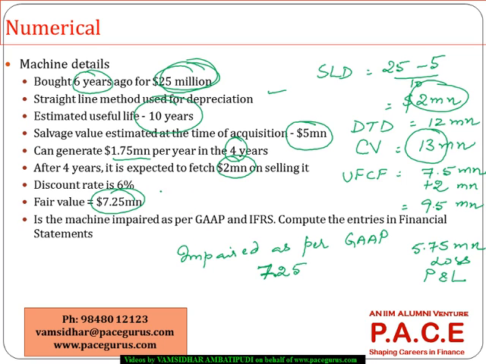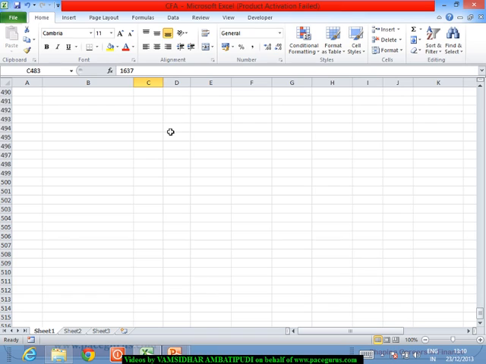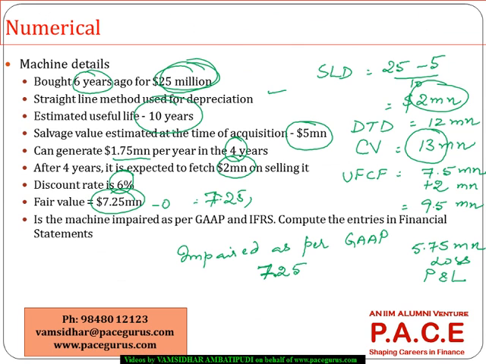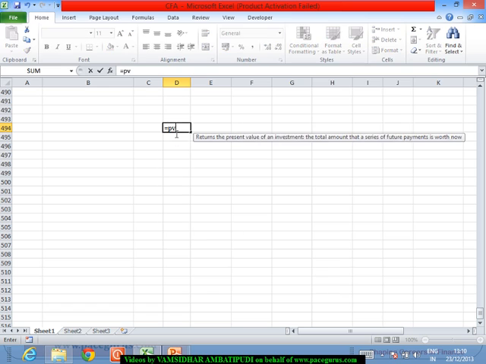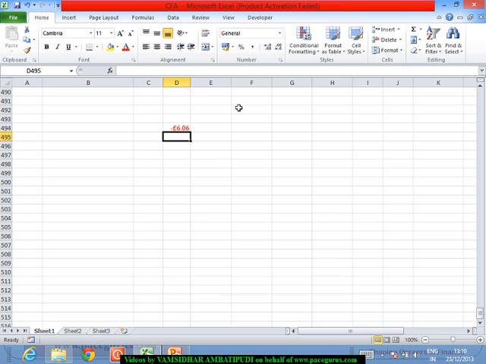And when I am looking at IFRS, the same calculation I will do by discounting it at 6%, assuming the selling costs are 0. So still the market price is going to be 7.25 versus undiscounted cash flows. In case of IFRS I have to consider the present value of the future cash flows. So future is 1.75 million. So I will compute the present value at the rate of 6% for the next 4 years and 1.75 million per year, working out to somewhere around 6.06.